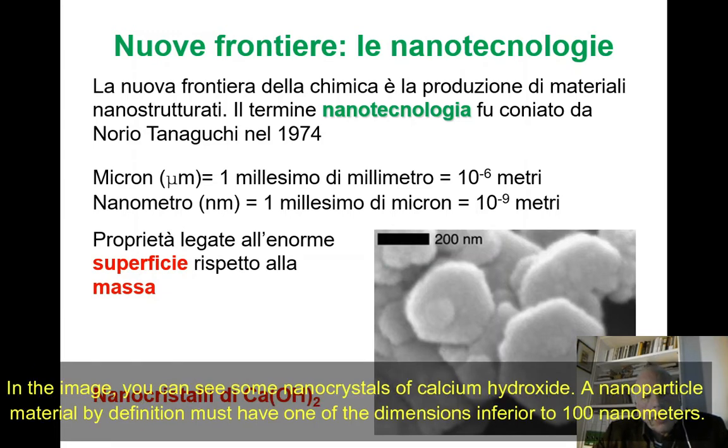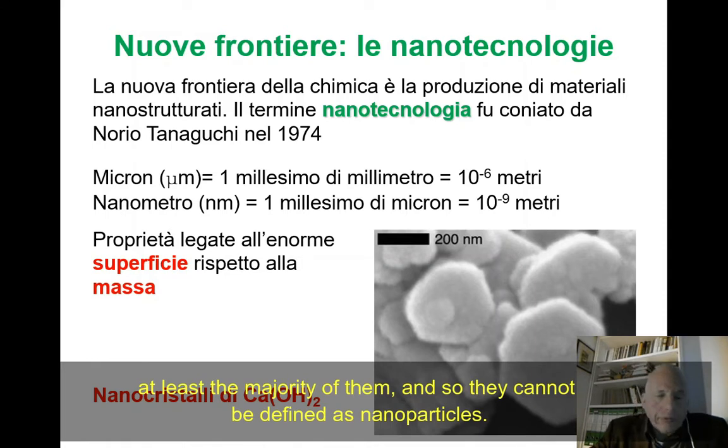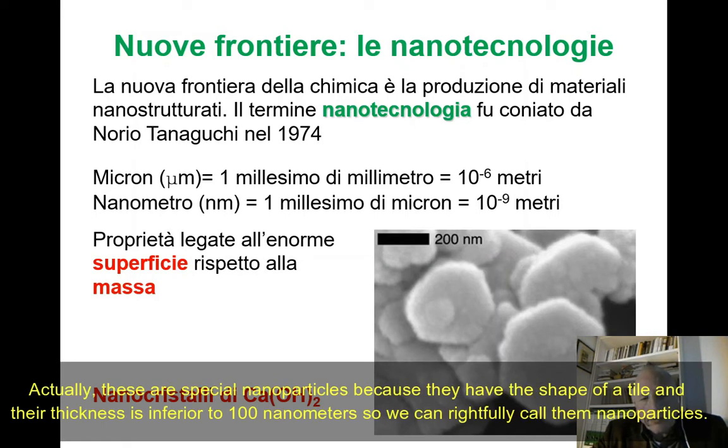In the image you can see some nanocrystals of calcium hydroxide. A nanoparticle material, by definition, must have one of its dimensions inferior to 100 nanometers. If we look at this picture, we can easily see how these hexagonal particles have a diameter greater than 100 nanometers, at least the majority of them. And so they cannot be defined as nanoparticles. Actually, these are special nanoparticles because they have the shape of a tile and their thickness is inferior to 100 nanometers. So we can rightfully call them nanoparticles.